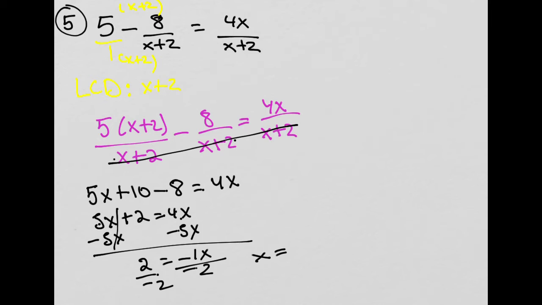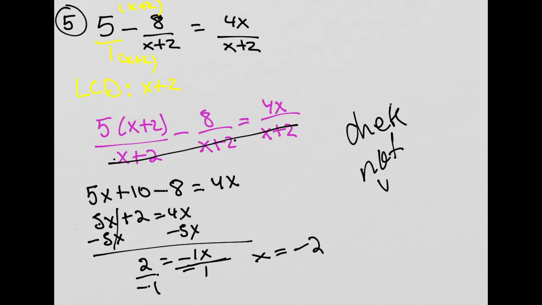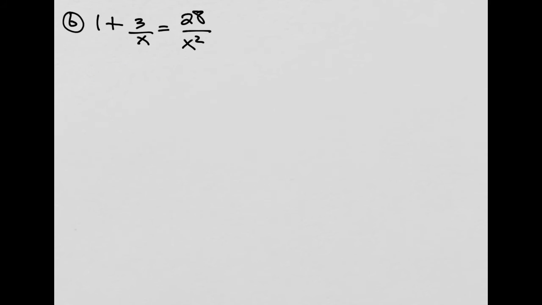And I believe we have encountered another scenario, the same, right? Negative 2. If you check, not valid. The denominator will turn to 0 as well. Okay? Let's see more examples.